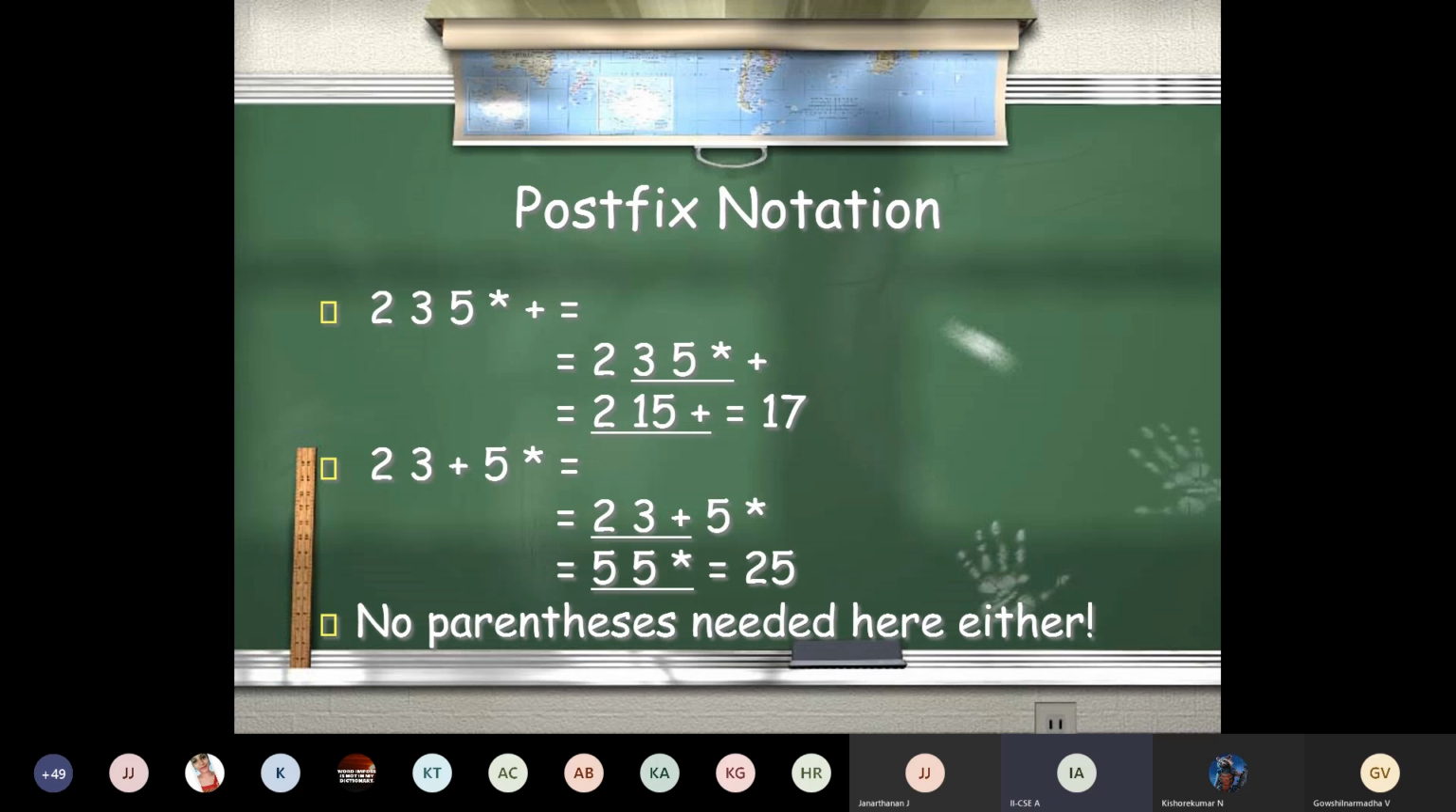Okay, so let us see this example. This is 2 3 plus 5 star. So here I'll just scan from left to right.